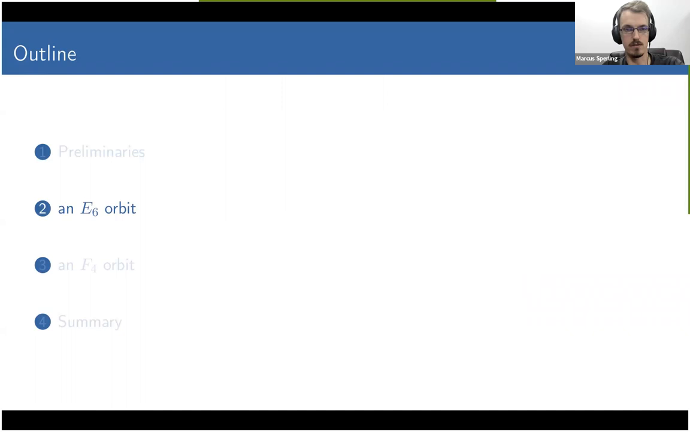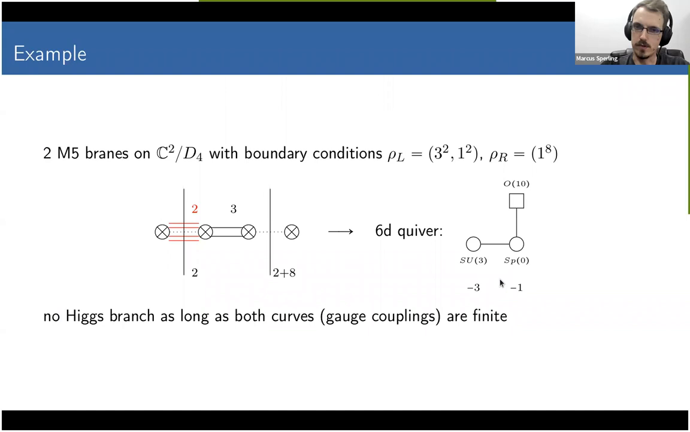Okay, now maybe it's time to go to an interesting example. The interesting example is something very minimal, meaning we take just two M5 branes, the smallest singularity that we can look at, and we vary just one boundary condition while the other one is trivial. So 1 to the 8 is just the 8 here, 3 squared is the 2 here, and 1 squared is the 2 here. Following the recipe, you get 0d6, 3d6, and minus 2d6. In terms of the actual description, it is a pure SU3 on a minus 3, an empty minus 1 curve, and then some O10 here. The O10 is essentially just necessary to make the SP0 formally anomaly free, taking SP0 with 8 flavors.